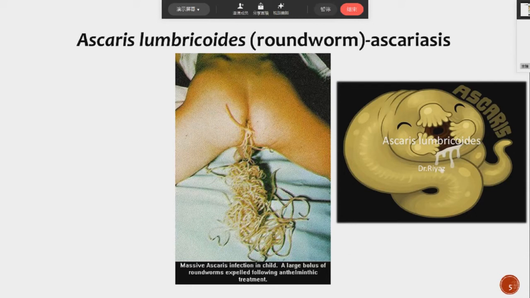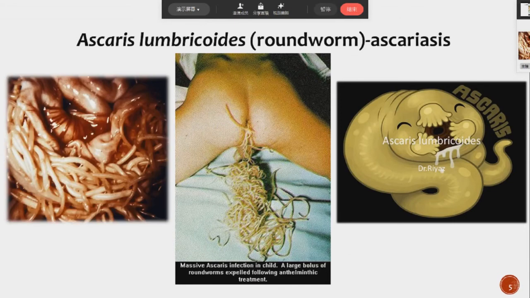And you said they are living in our small intestine. The small intestine looks like a tubular structure, yes? And they are also here, long worms. If such a huge amount of worms are parasitizing in our small intestine, they may cause obstruction of our small intestine. So this is intestinal obstruction.